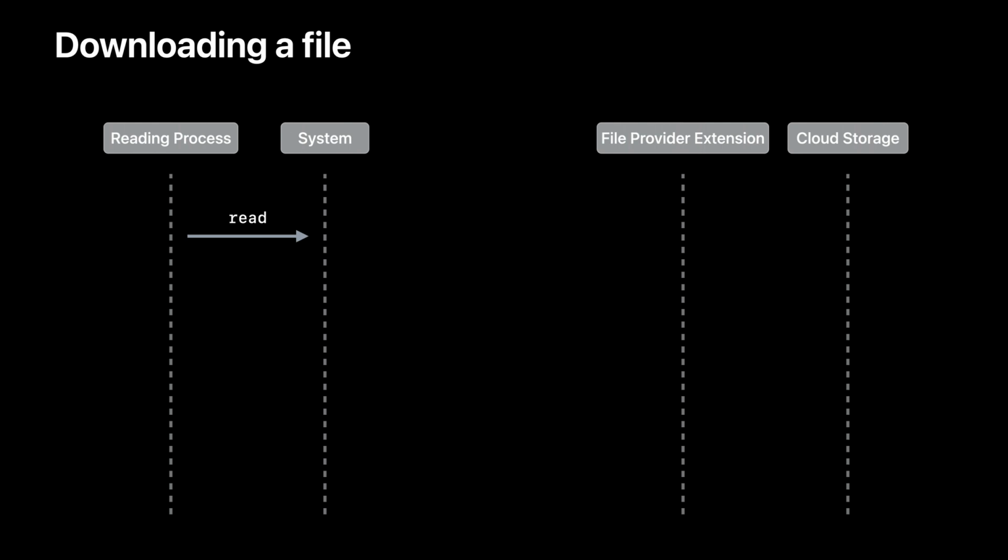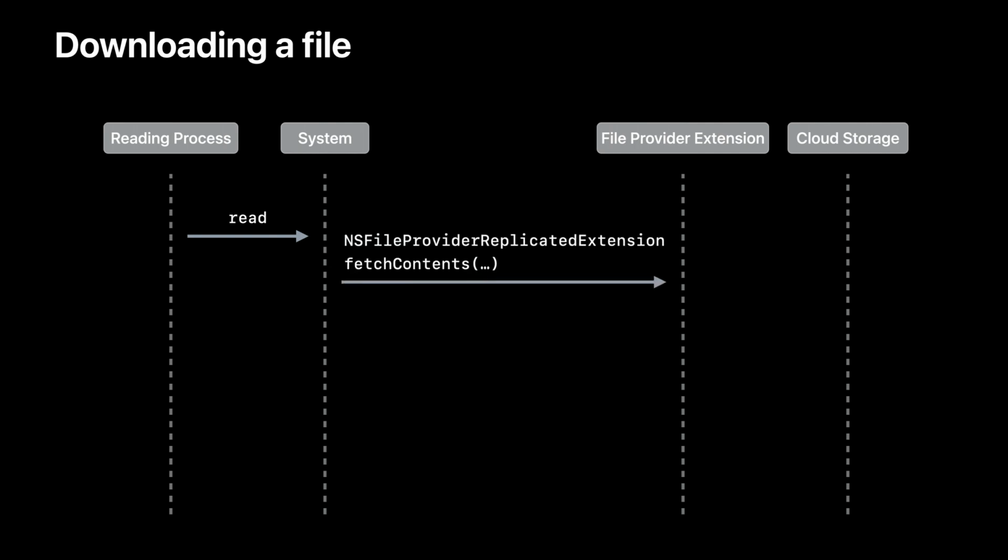First, we're going to look at what happens when a dataless file is read. When the kernel detects a read access to a dataless file, that syscall is paused while your extension is called to fetch the contents of the file. Your extension's fetch contents method is called. Typically, you will implement it to perform a download. When the download completes, it calls a completion handler.